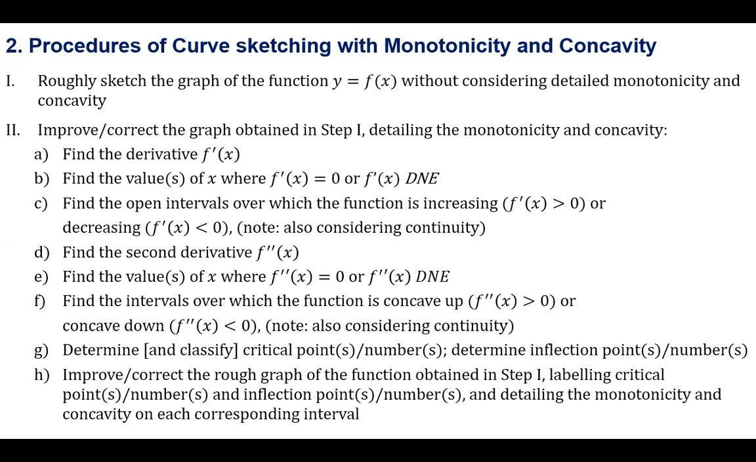We can follow the following steps. First, find the first derivative f prime of x. Then find the values of x where the first derivative is 0 or does not exist. These points are called critical numbers, right? Then find the open intervals over which the function is increasing, that is, where the first derivative is greater than 0, or decreasing, that means the first derivative is less than 0. You should also consider the continuity of that function.